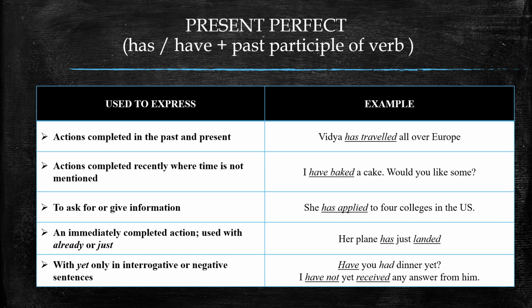The present perfect tense is also used to express an immediate completed action, used with already or just. Her plane has just landed. We also use it with yet only in interrogative or negative sentences. For example, have you had dinner yet? I have not yet received any answer from him.